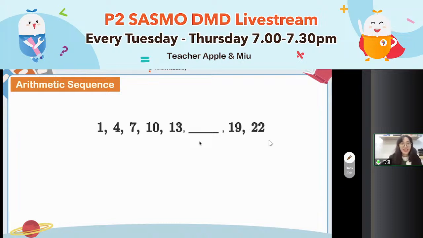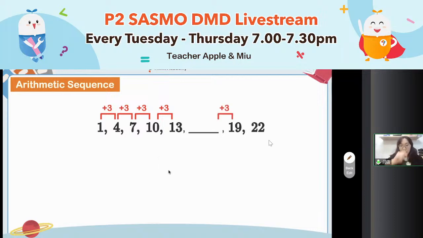1, 4, 7, 10, 13, next one, and then 19, 22. Which one? The answer should be super easy, right? Yes, it should be 16. Why? Because you see that the difference between any two numbers here is always 3, right? So we have +3 and then +3 and then +3 and then +3. So we just follow the pattern, and the next one should be 16.